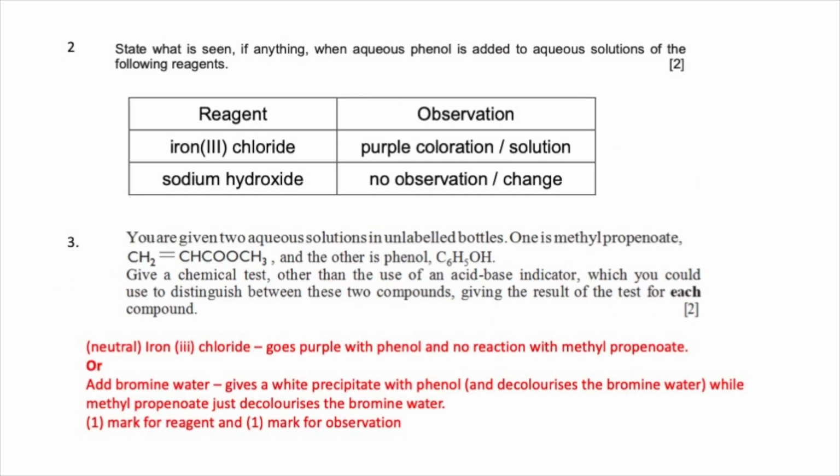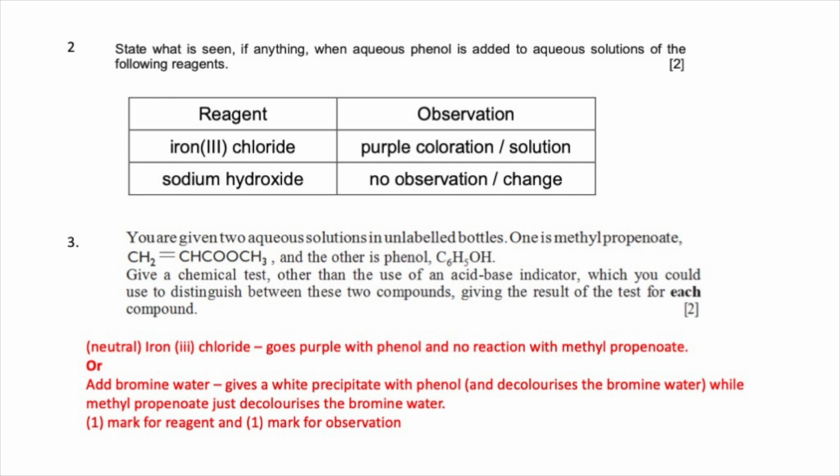So question 2 is asking you to state what is seen, if anything, when aqueous phenol is added to aqueous solutions of the following reagents. So if you add iron(III) chloride to phenol, you will see a purple colour, a purple solution, so 1 mark for that. And if you add sodium hydroxide to phenol, you make sodium phenoxide, but that is a colourless solution, so you would see no change, no observation there.